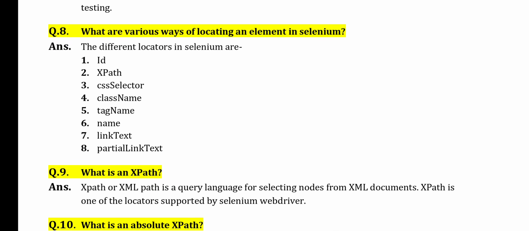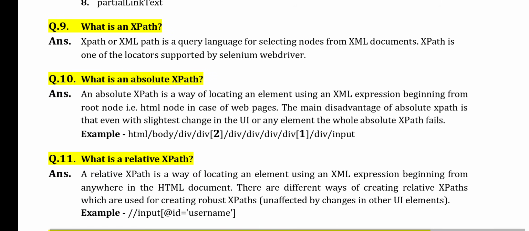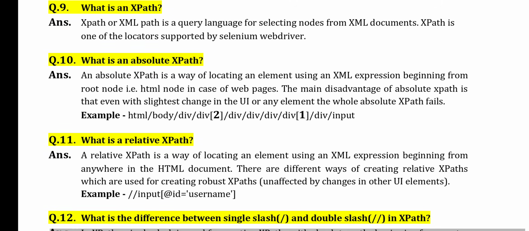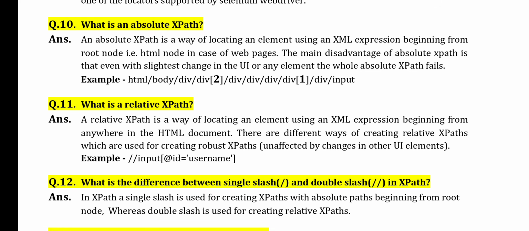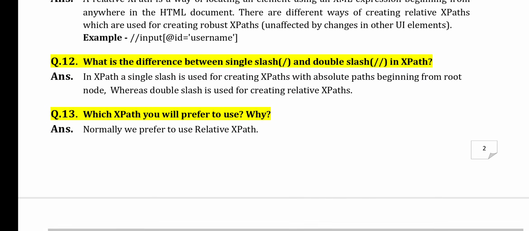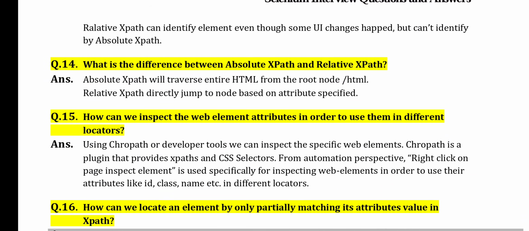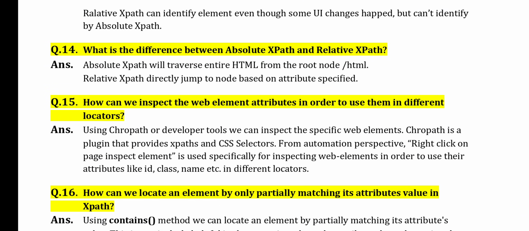What are the various ways of locating an element in Selenium? What is an XPath? What is an absolute XPath? What is a relative XPath? What's the difference between single slash and double slash in XPath? Which XPath will you prefer to use and why? What is the difference between absolute XPath and relative XPath?